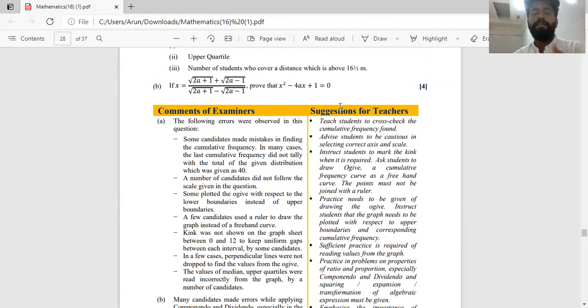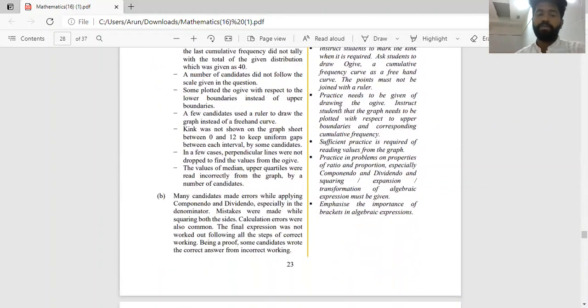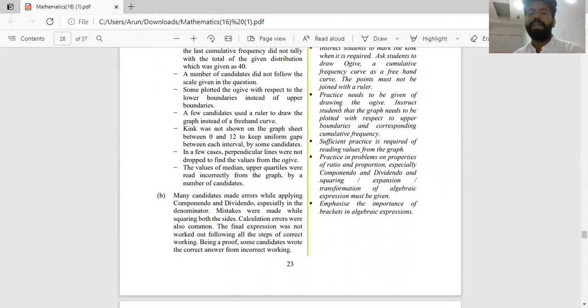Then if x is equal to this, prove that x square minus 4ax plus 1 is equal to 0. So in this question, many candidates made errors while applying componendo and dividendo, especially in the denominator. It always is numerator plus denominator upon numerator minus denominator. Mistakes were made while squaring both the sides. Calculation errors were also common. The final expression was not worked out following all the steps of correct working.